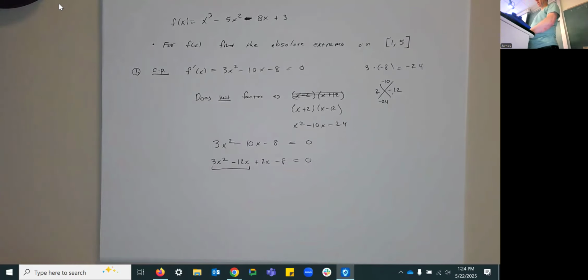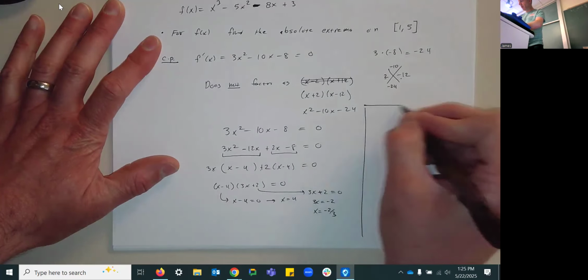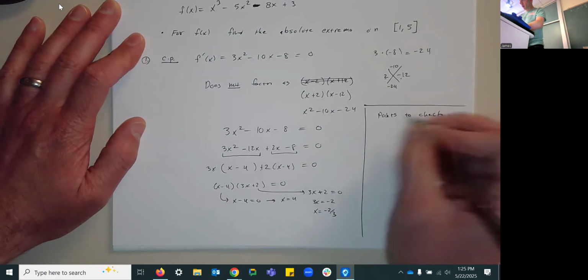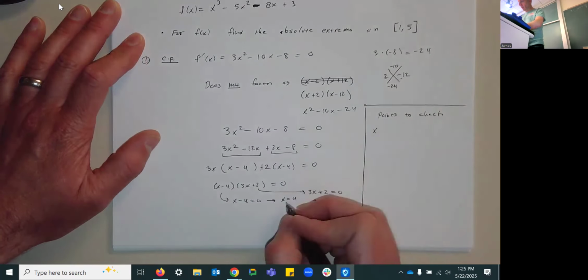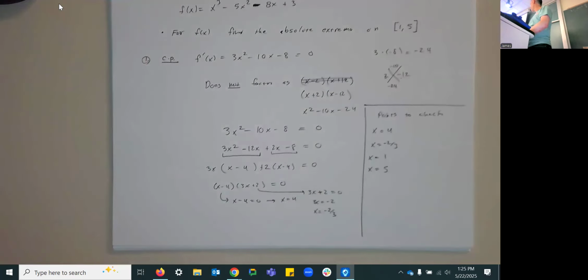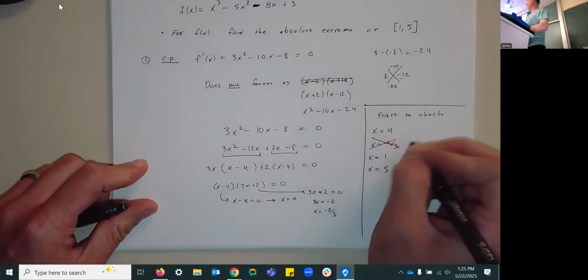So I'm about to say something that's wrong. Okay, so the points we're going to check are x equal to +4, x equal to -2/3, x equal to +1, and x equal to +5. Now, where's the lie? Which one of those am I lying about? Which one of those isn't in the interval from 1 to 5? -2/3. So that one we do not even care about at all. We don't give it a second thought.